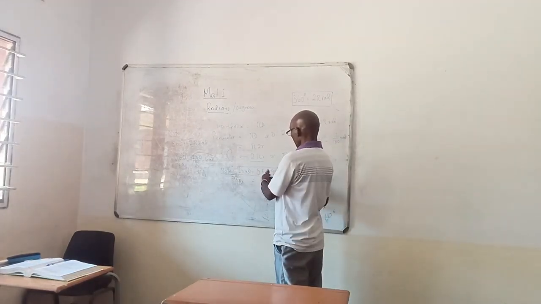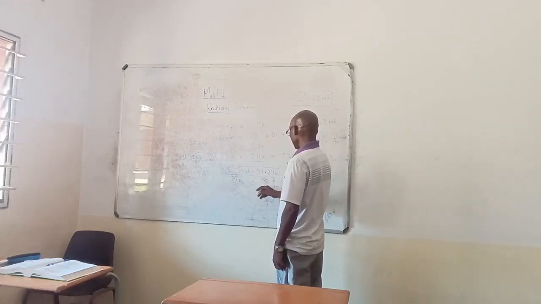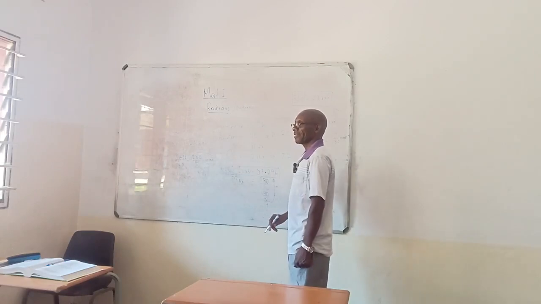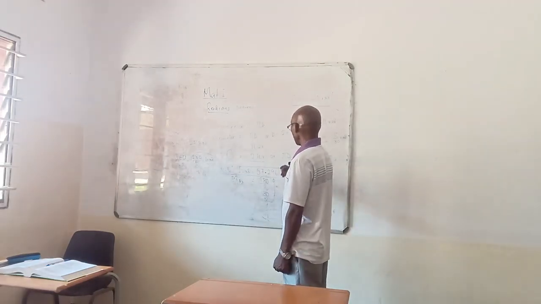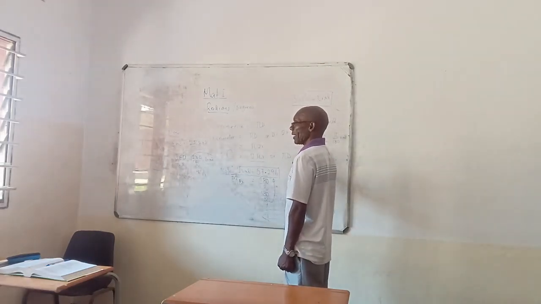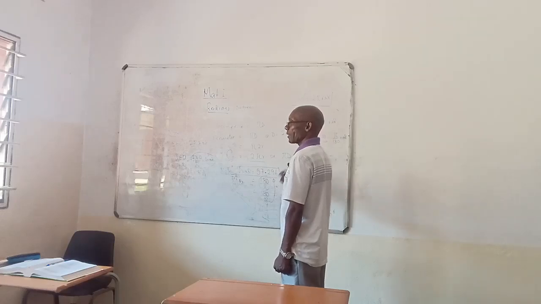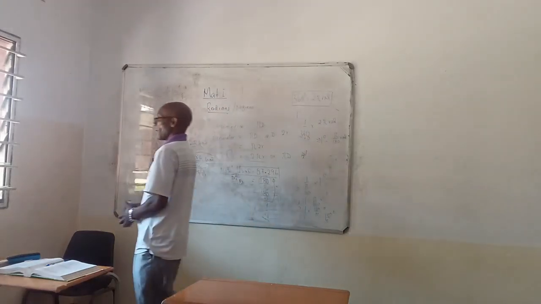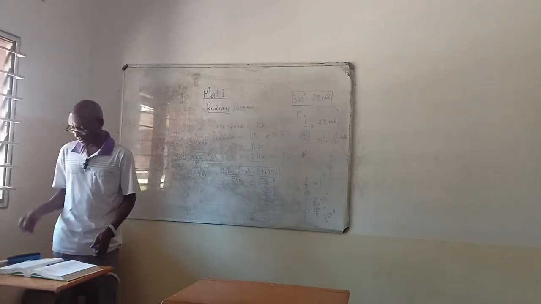That's why they're saying that 1 rad is equal to 57.296. Why are they taking this one? Because a rad is 180 divided by pi. That is 1 rad: 180 divided by pi.